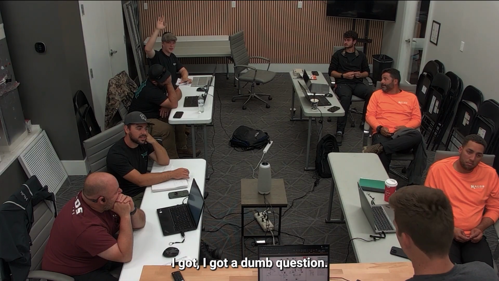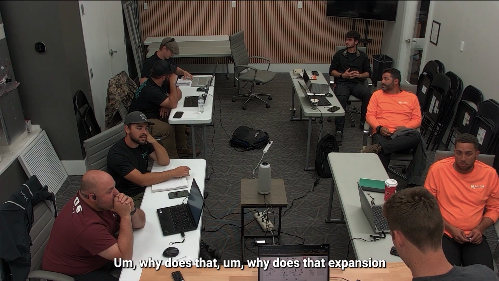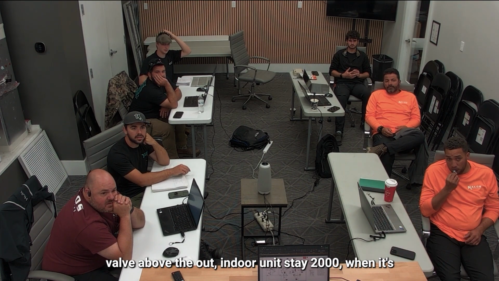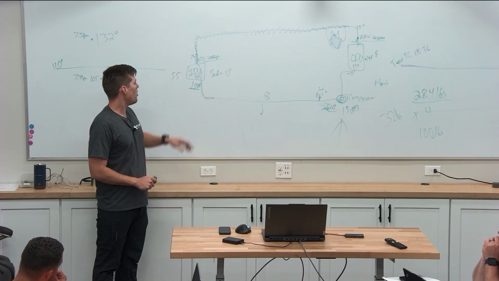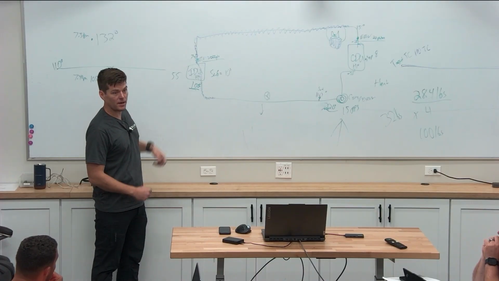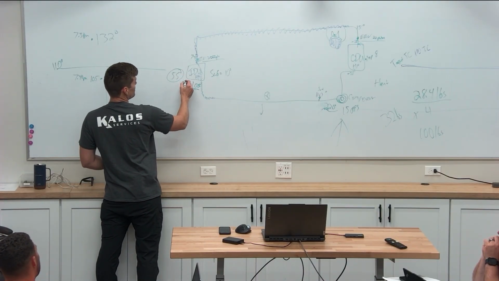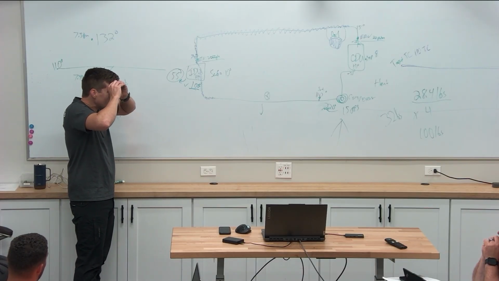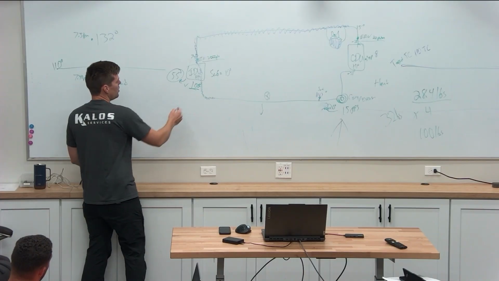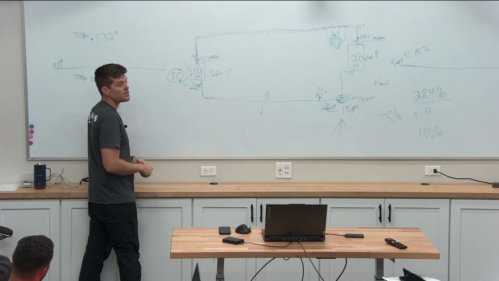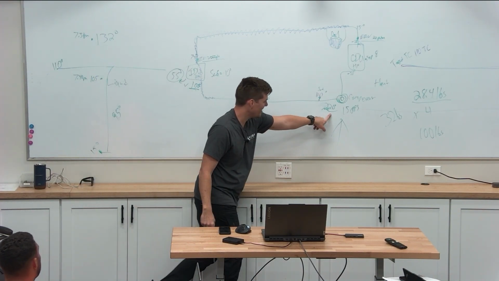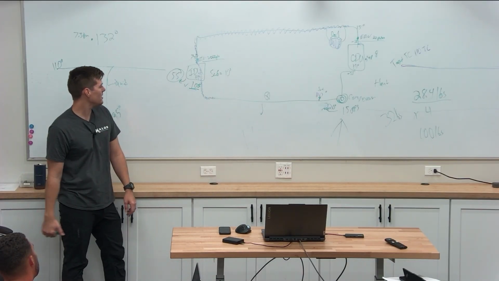I've got a dumb question. Why does the expansion valve above the indoor unit stay at 2,000 when it's got liquid going everywhere? The only thing this unit cares about is heating the space. It goes, what is my space temperature? I need more heat. Then it looks at its temperatures and says 105 in, 74 out. I just need to open up more so I can get more heat from the outdoor unit, because it's got it. It's holding on to all that heat.